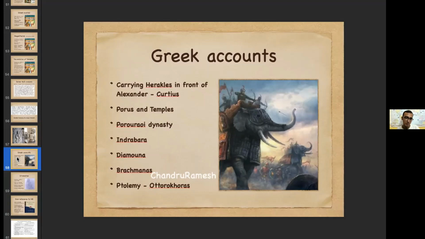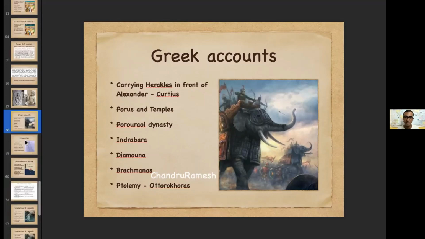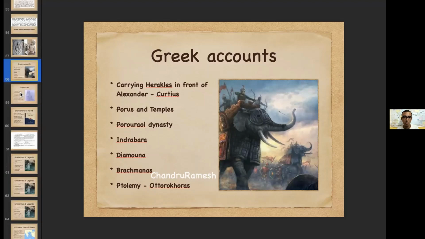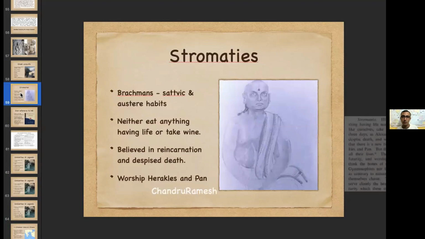Porus is also mentioned to be using temples, constructing temples, and he belonged to the Porurai dynasty. The Greek sources also mention the Indrabara. Indrabara is Indraprastha. They also mention a river called Yamuna. They mention a group of people called Brahmanas. So Ptolemy in his book also speaks of the Autorochorus, the Uttarakuru people, right? And Stromates in his book speaks again of the Brahmanas. He calls them Brahmana.